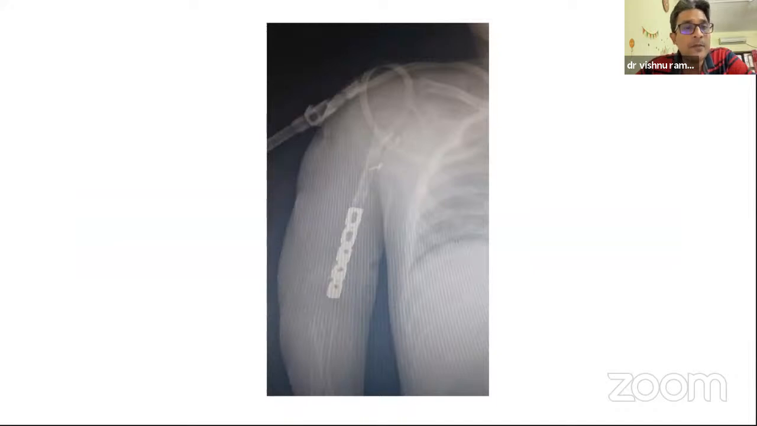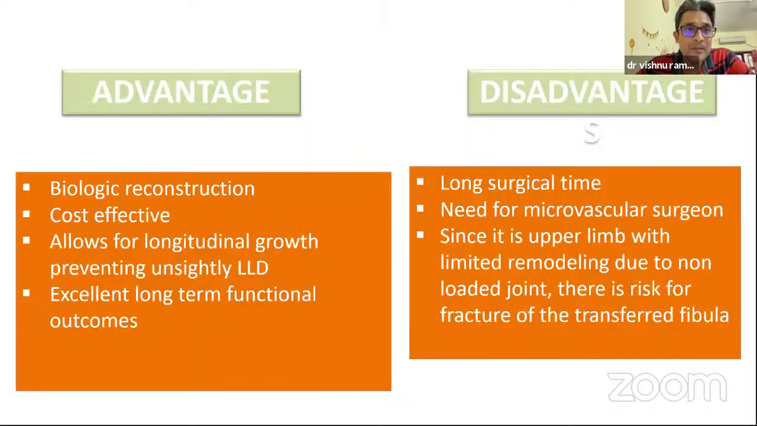Next, this is the immediate post-op X-ray. This patient was operated only a couple of months ago, so I don't have follow-up X-rays. But I just wanted to show the two variations of the same epiphyseal transfer of the fibula with two different variations in surgical technique. So the advantage of doing an epiphyseal fibula is that it's a biological reconstruction.